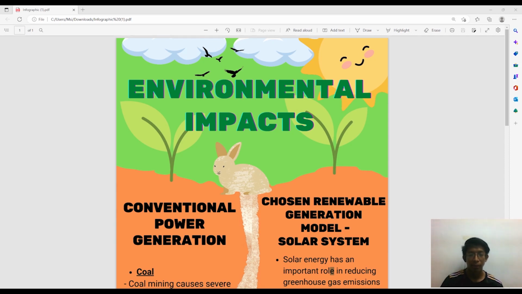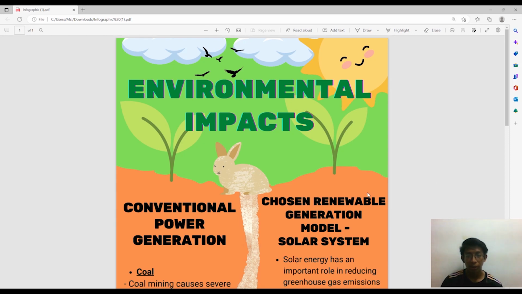Today I will present an infographic to perform a comparative study between the existing, which is the conventional power generation, and the chosen renewable generation model in terms of environmental impacts. There are two types of electrical energy source, which are conventional power generation and renewable power generation. Every method of producing power has some sort of environmental impact.